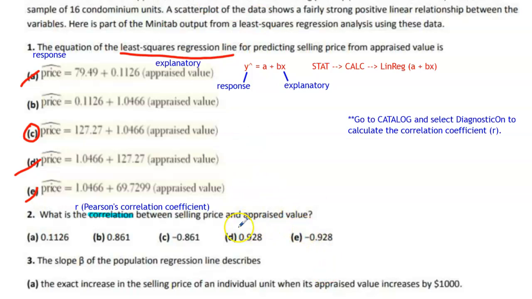But anyway, your value should be 0.928 positive value because it's not negative.